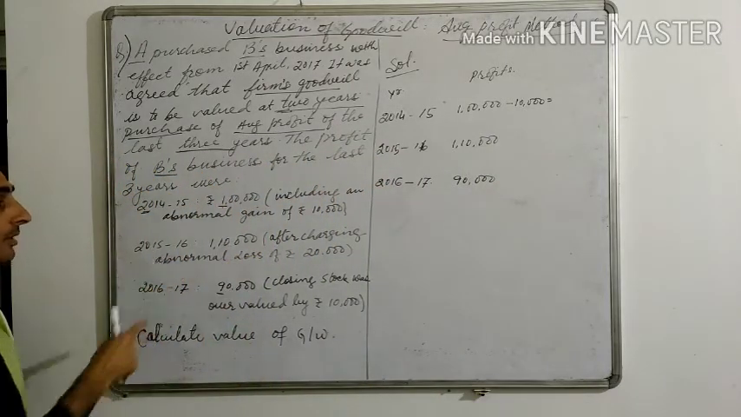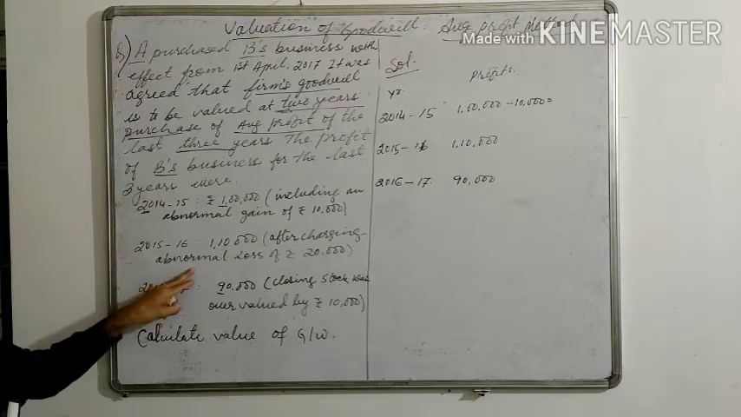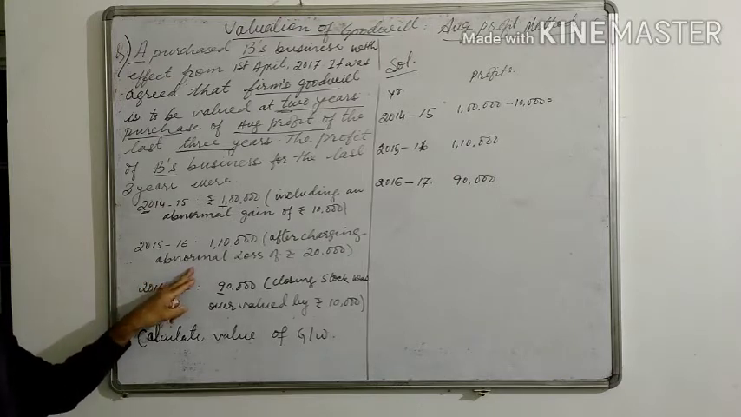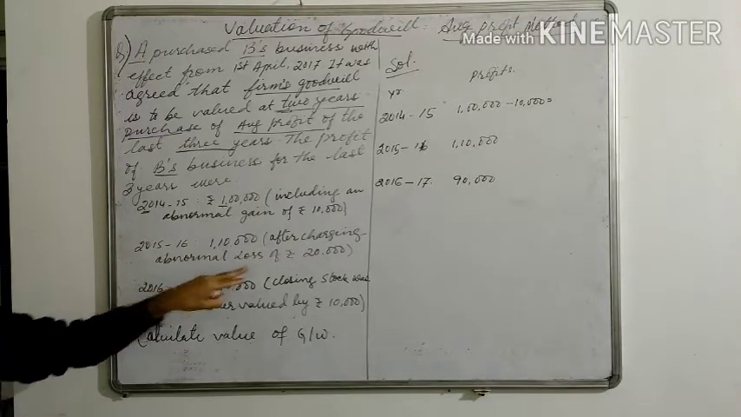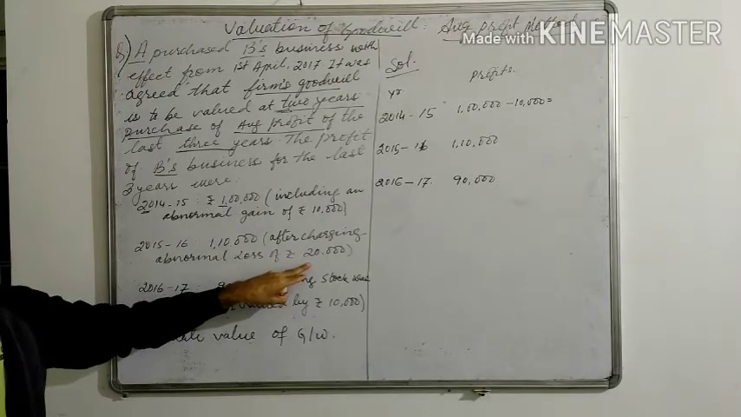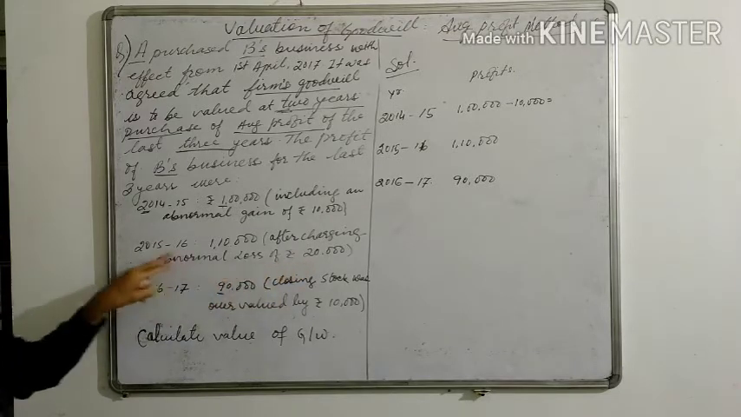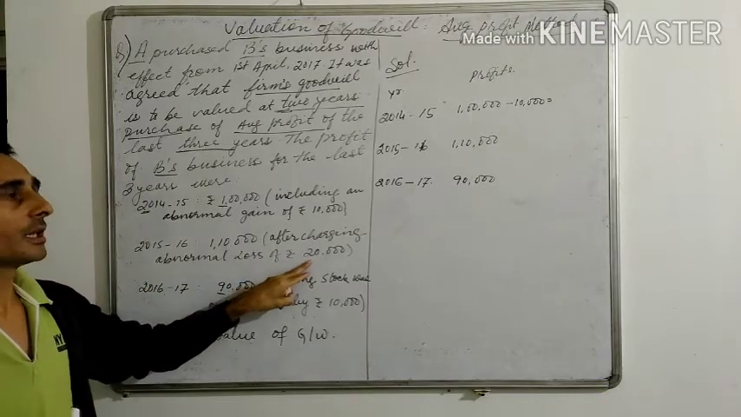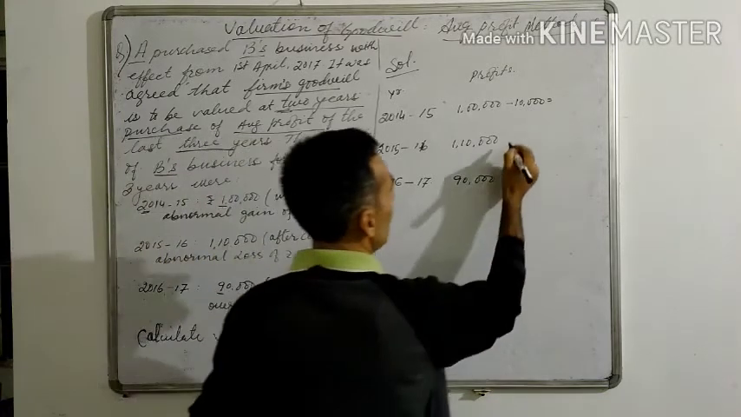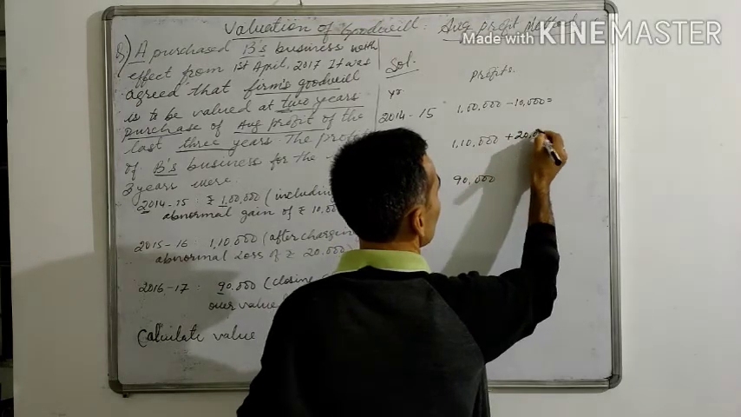After charging abnormal loss, now will an abnormal loss increase or decrease the profit if it is charged? This is a loss, so this will definitely decrease the profit if it is charged, right? So in order to rectify this, what do you have to do? You have to add this 20,000 because this has decreased the profit in the year 2015-16. So the adjustment for this will be to add 20,000.